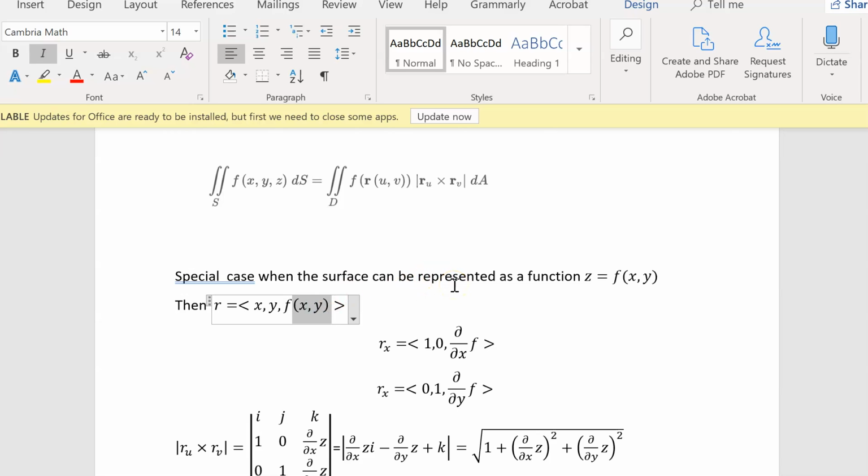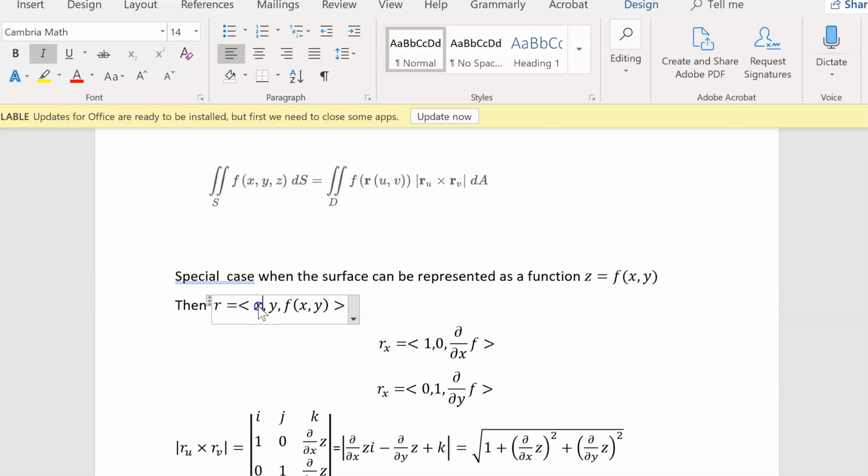So the parameters are x and y. In that situation, this thing here actually becomes quite simple, and we will see why. For example, the uv becomes x and y, but this ru cross rv becomes very simple. And how do we do that? Because now let's look at ru. Now u is actually x, right? So ru is really rx. The partial of this with respect to x, what's that?